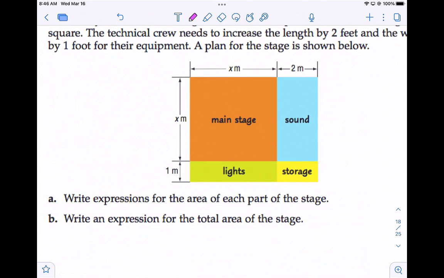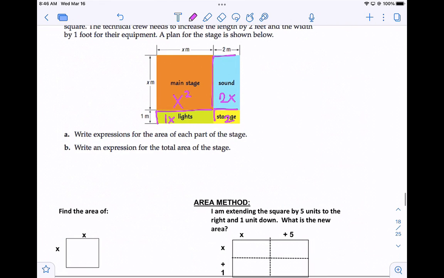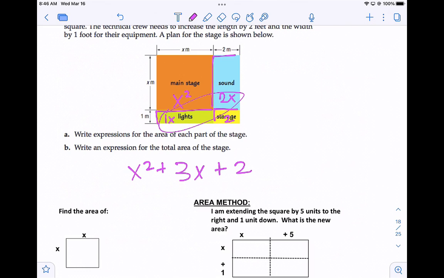All right, so the main stage would be x squared, x times x. The sound part would be 2 times x. The light part would be x times 1, or 1x, or just x. And the storage part would be 2 times 1, or 2. So you're finding the area of each rectangle. And then if we add it together, you can combine like terms right here. So we get x squared plus 3x plus 2. And that, again, is changing from factored form to standard form.